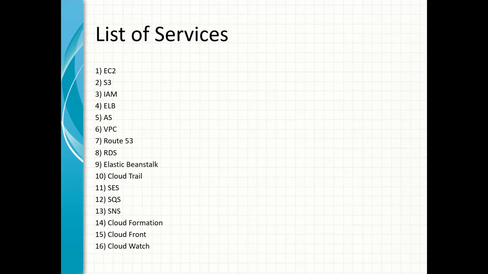Auto Scaling. VPC, very, very important thing. VPC, Virtual Private Cloud. The next one is Route 53. RDS, Relational Database Service. And Elastic Beanstalk, CloudTrail, SES, SQS, SNS. These are all the services that we are going to talk about.